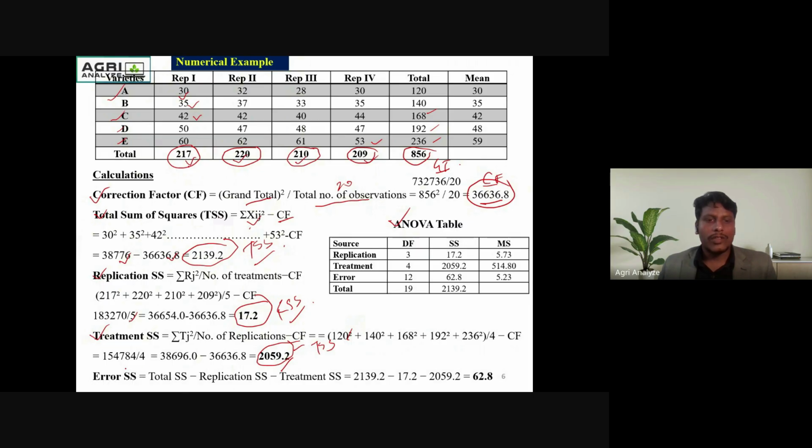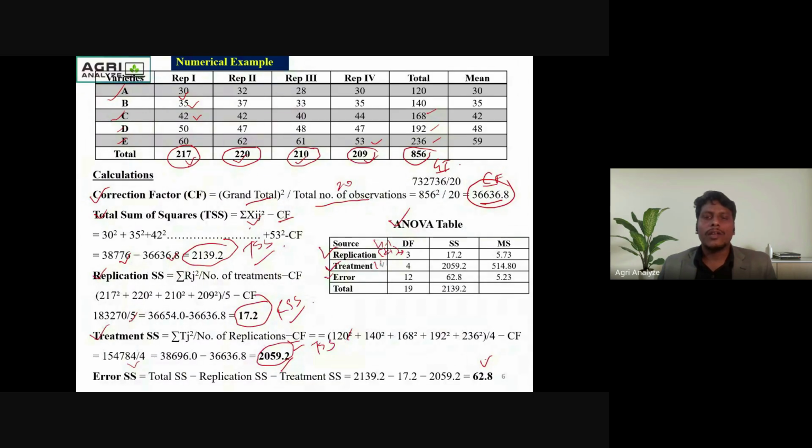So coming to the error sum of square, the value here is 62.80. So how do we make the ANOVA table? Suppose we have replication, treatments, then error. Then for replication, the degrees of freedom is R minus 1. Here the replication is 4, so 4 minus 1 is equal to 3.